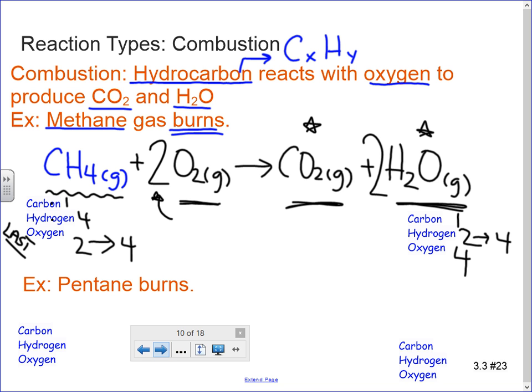So this number should be the last one that you add. So you shouldn't be adding a coefficient in front of oxygen until you've balanced all of the other atoms.